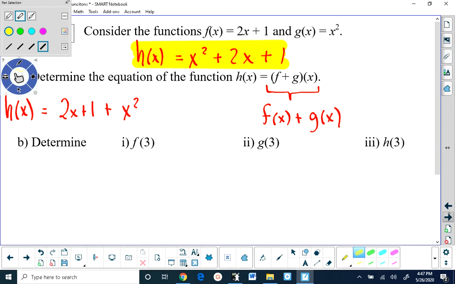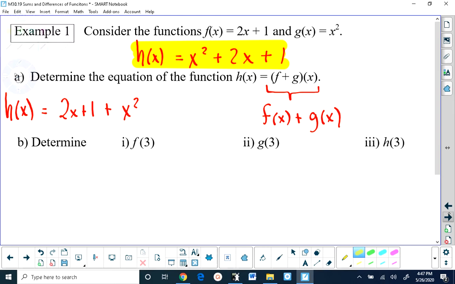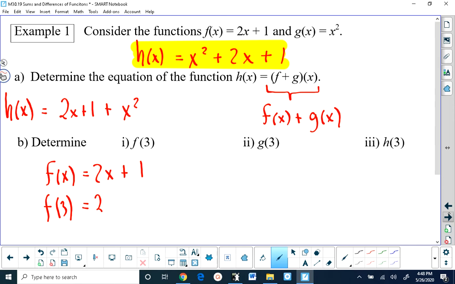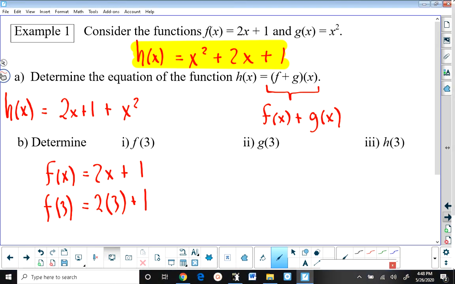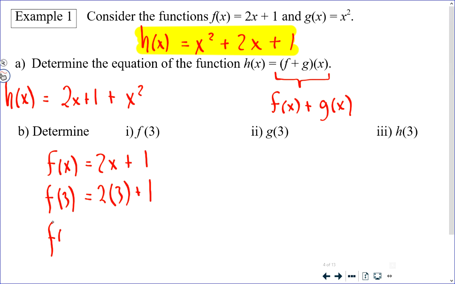Now we're asked to determine the following three things. f of 3. Well, f of 3, and this goes back to Math 10 and Math 20, f of 3 simply means we're going to take f of x, which in this case is 2x plus 1, and we're changing the x to a 3. So we're going to have 2 times 3 plus 1. And we can figure out what that is. We get f of 3 is equal to 7.